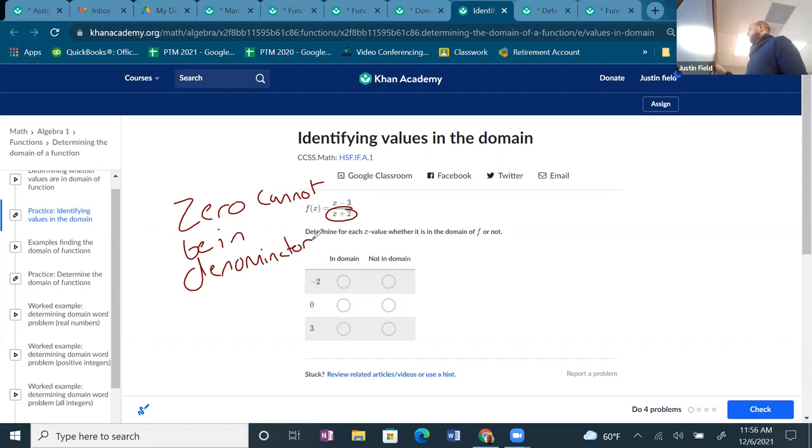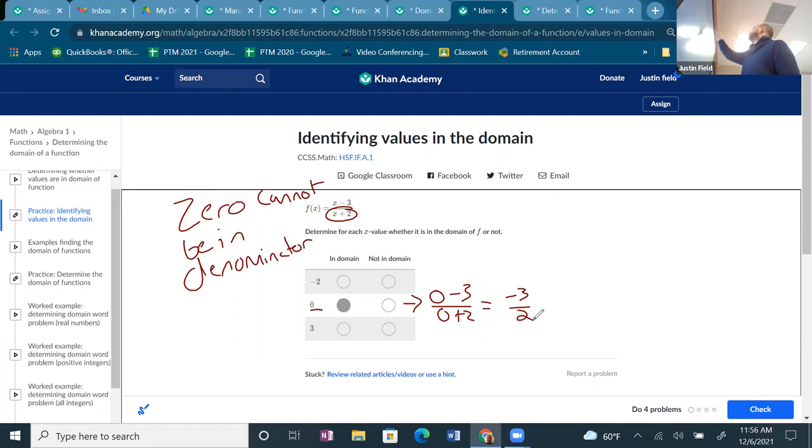So you might say, is 0 in the domain? Well, if you substitute 0 into the function, currently there's a 0 in the denominator, but when I simplify, it will become -3/2, which is just fine. So that is in the domain.